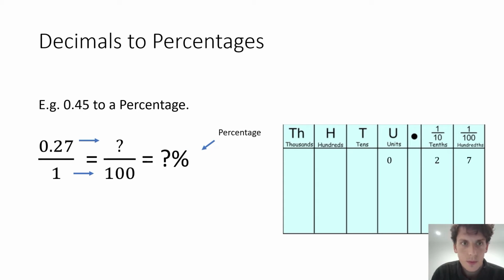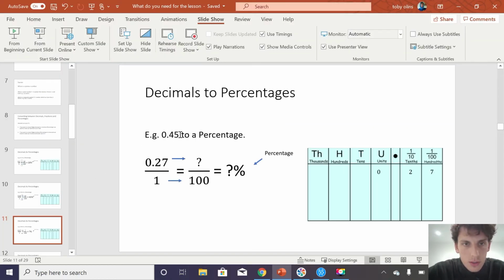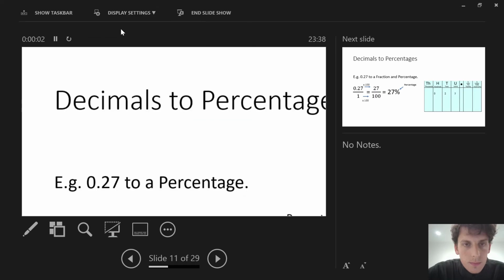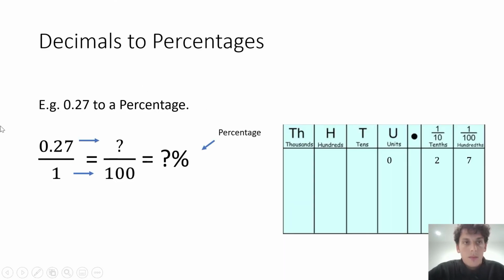Super. So now we're going to do another one, but you're going to help me this time. Oh, I've made an error, guys. Sorry, I apologize. This should be 0.27. So this time, I want to convert 0.27 to a percentage. And you're going to help me.